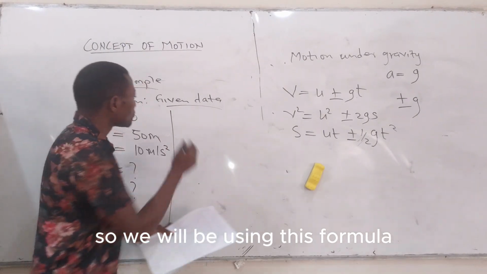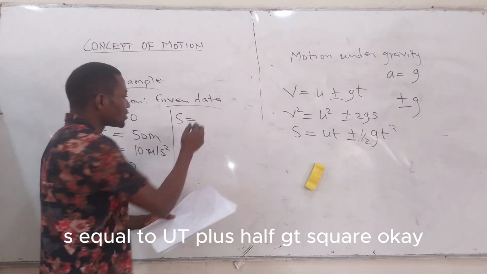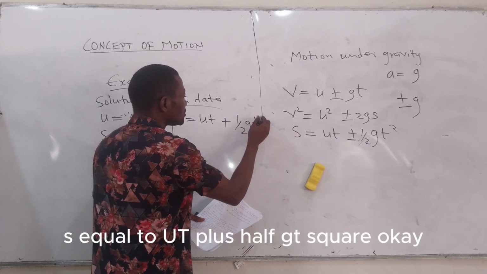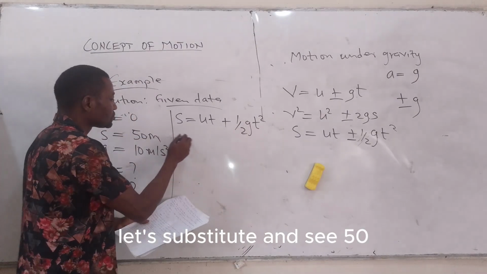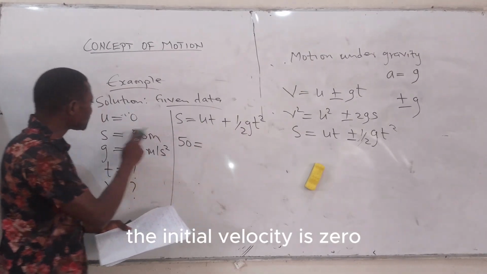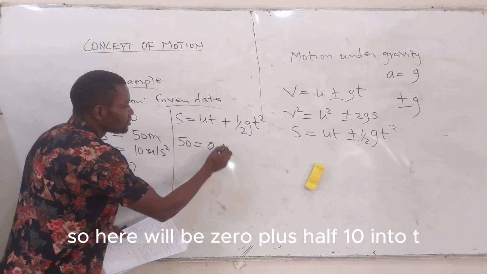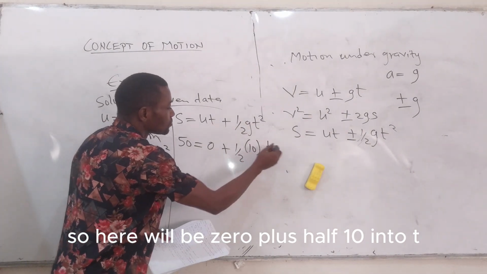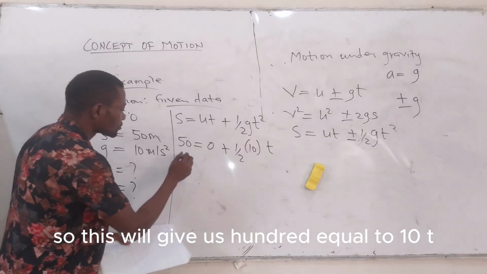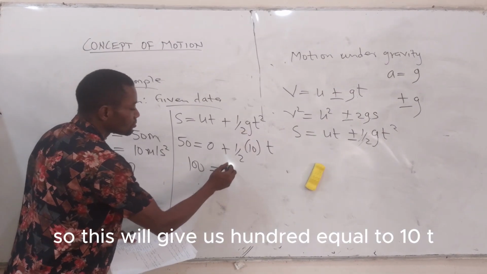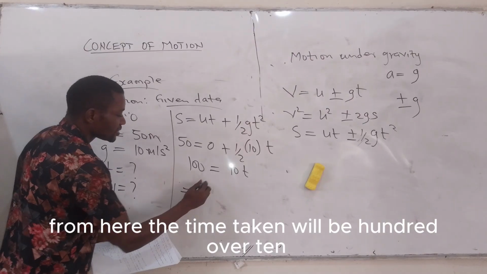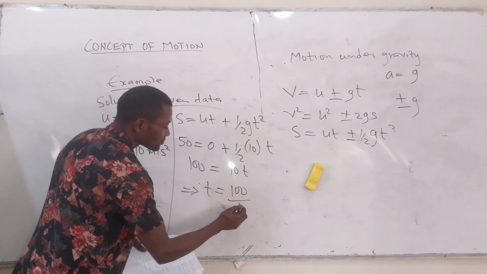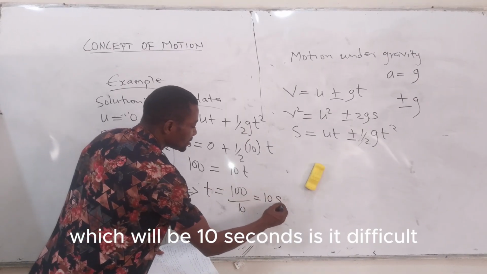So we will be using this formula, S equals ut plus half gt squared. Okay, let's substitute and see. So the initial velocity is 0. So here will be 0 plus half times 10 times t. So this will give us 100 equal to 10t. From here, the time taken will be 100 over 10, which will be 10 seconds.